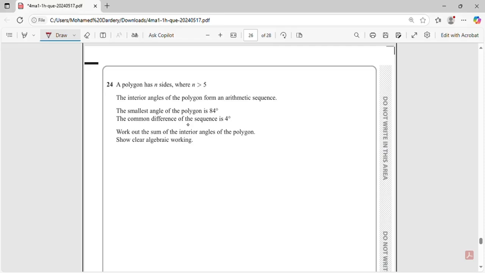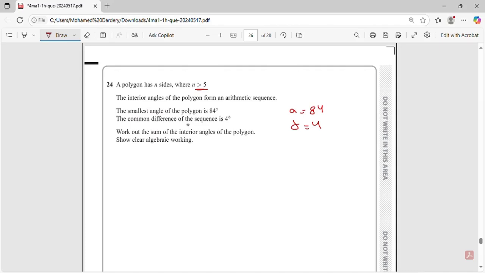Question 24: a polygon has n sides, where n is greater than 5. This is important information here. The interior angles of the polygon form an arithmetic sequence. Of course, there is a constant increase or decrease. The smallest angle is 84, so this is the value of a, and the difference d is equal to 4. Okay, work out the summation of the interior angles of the polygon.